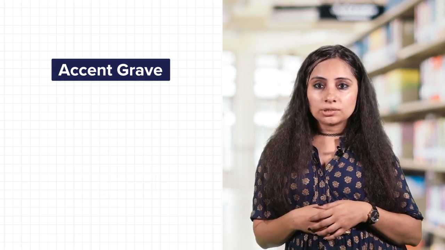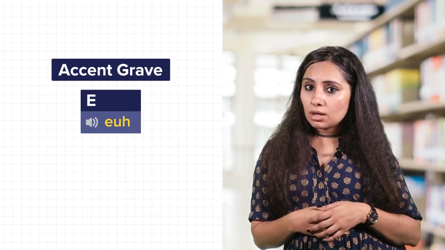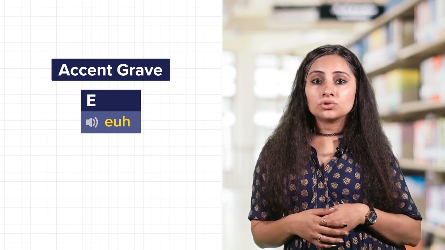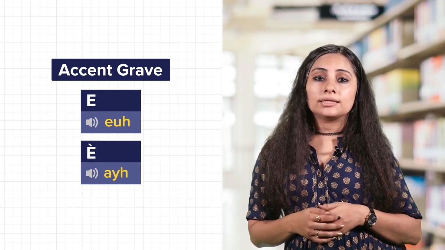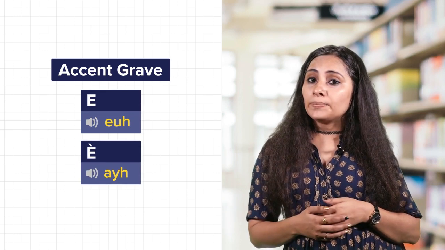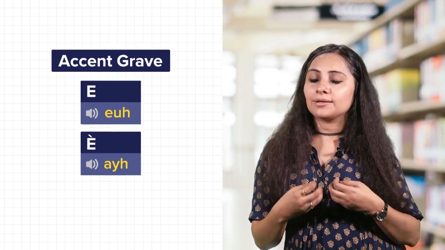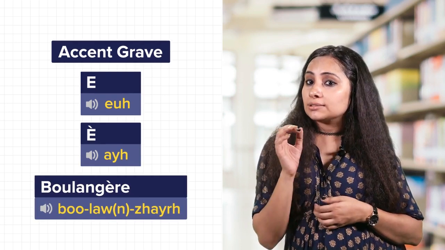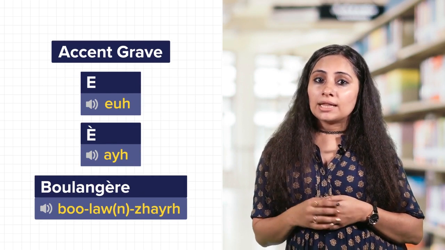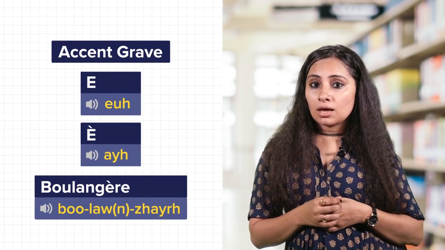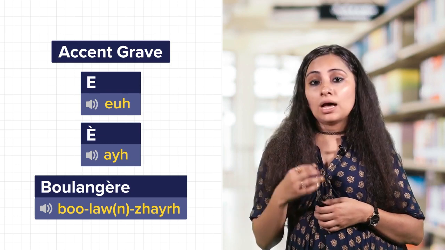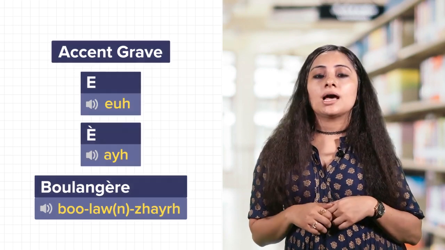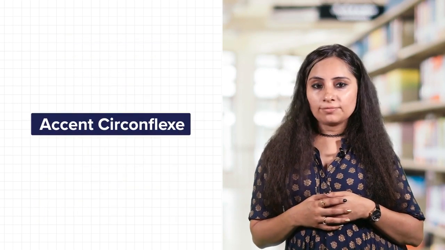But the sound is changed when this accent is put on E. The sound of the letter E, which is euh in French, changes to the sound è, like in the French word boulangère. Make this sound as if you're smiling. Boulangère. It is slightly different from the E with aigu, that is é, café, and boulangère. Can you spot the difference here? Great. Then next we have accent circumflex.